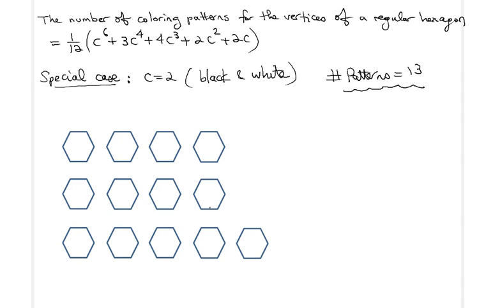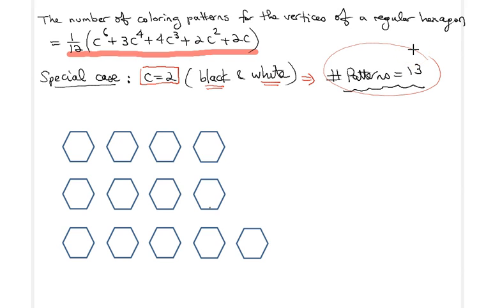Hello everyone. In the previous lecture we solved a problem of finding the coloring patterns, or the essentially different colorings, of the vertices of a regular hexagon, and the result came out as such here, where C represents the number of colors available. Later on we also looked at the particular case of only two colors, basically black and white. In that situation we just plug in 2 in this formula and figure out the number of patterns would be 13.